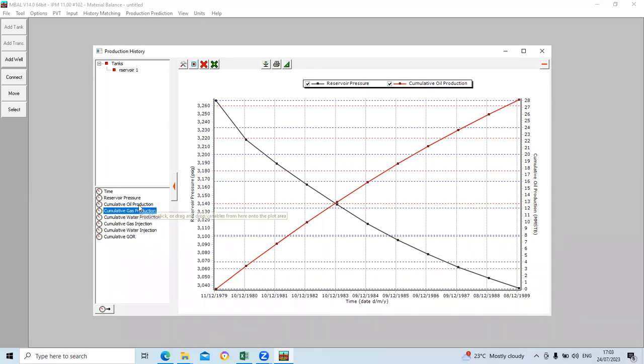Okay, maybe maximum 2 plot. Alright, so we'll leave it like that.